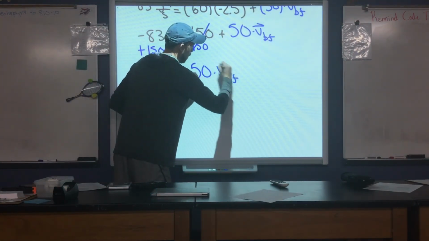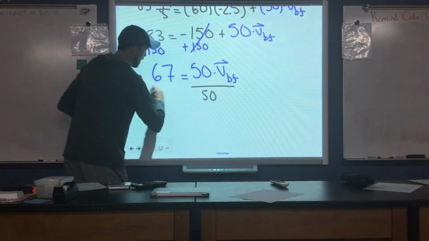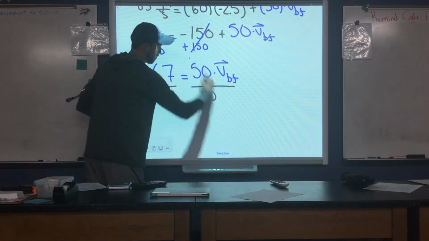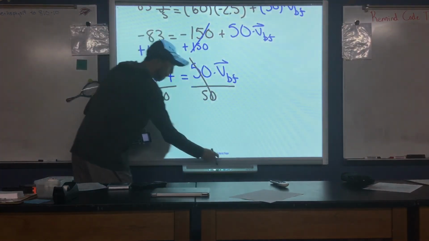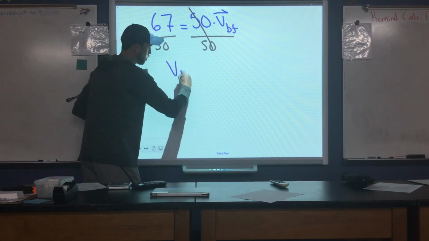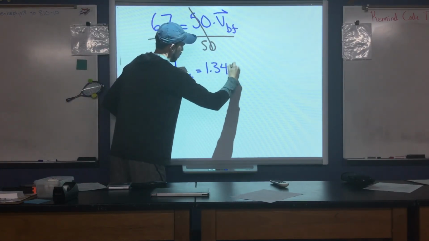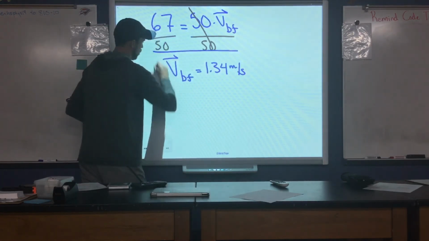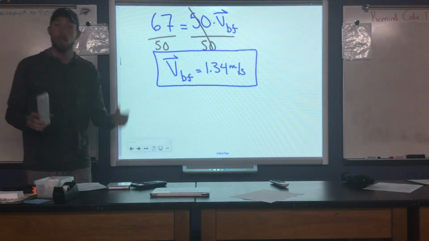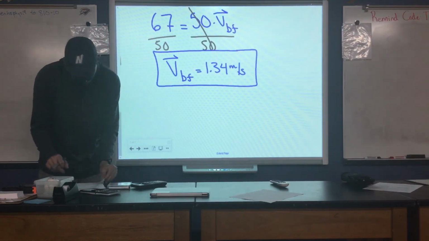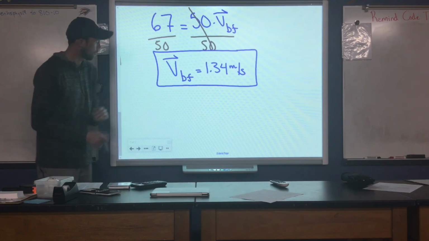So 50 multiplied by VBF. And now finally, we'll just divide by the mass of student B. So we'll go 67 divided by 50. That would give us about 1.34 meters per second. So here, now we have a value for the final velocity of student B, which if I check what I'm doing here, 1.34, 1.34, exactly what we're looking for.